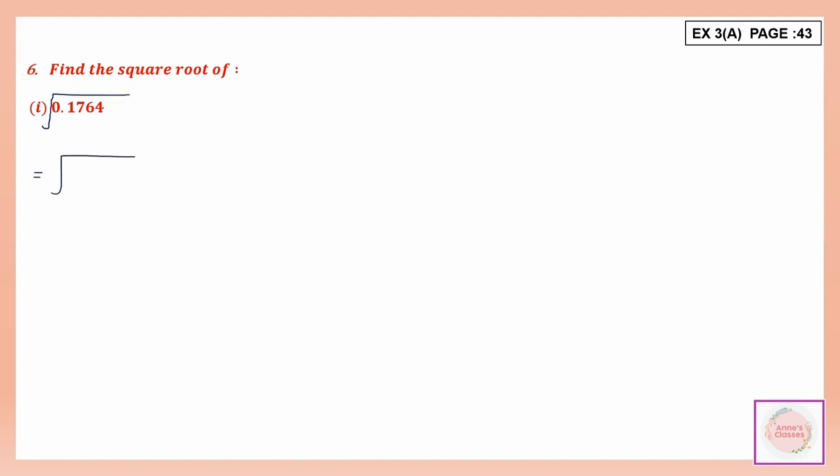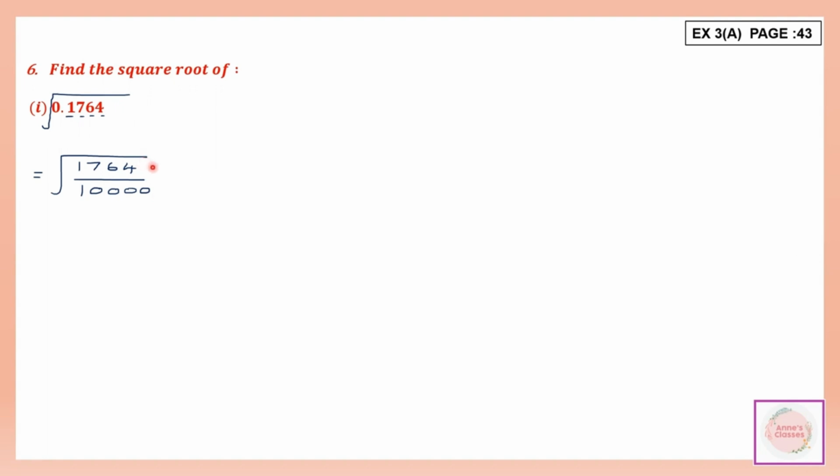So that means the number becomes 1764, but it is a decimal number, so we have to give it a denominator which is a power of 10. Now here there are 1, 2, 3, 4 zeros. So here also we should put 1, 2, 3, 4 zeros. So now instead of writing 0.1764, we have made it a fraction 1764 by 10,000. So whenever you have to find the square root of a fraction, you must find the square root of the numerator and the square root of the denominator.